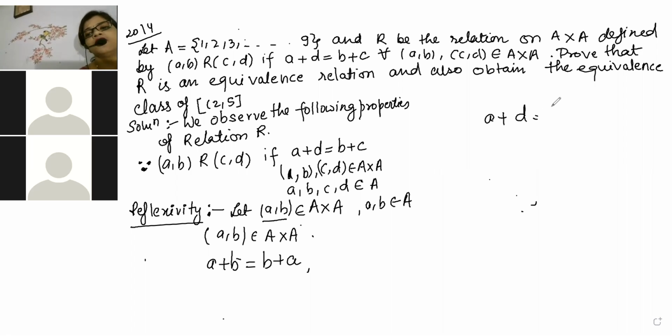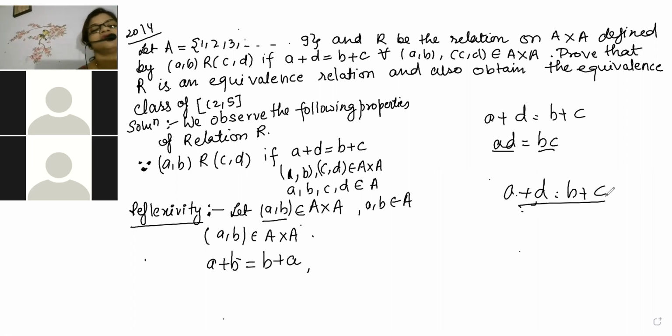A plus D is equal to B plus C. Maybe they will give AD is equal to BC. There also, beta, commutativity will be applied. So if instead of plus they give multiplication, make sure that it will be an equivalence relation. Make sure that it will be an equivalence relation. It will be possible. Fine.